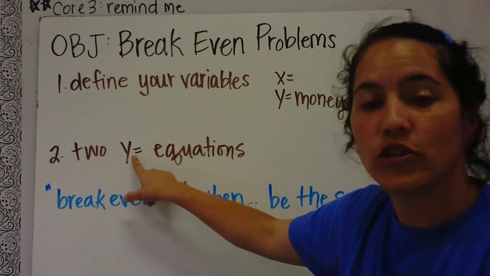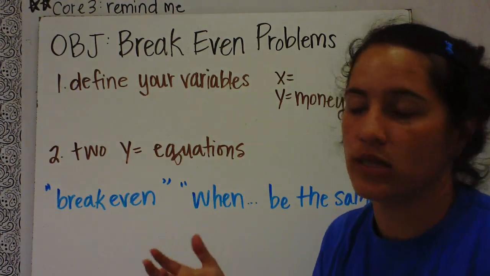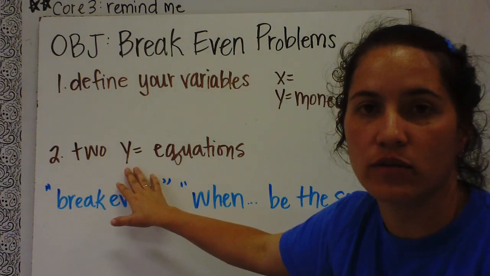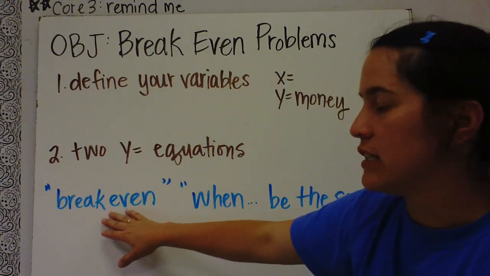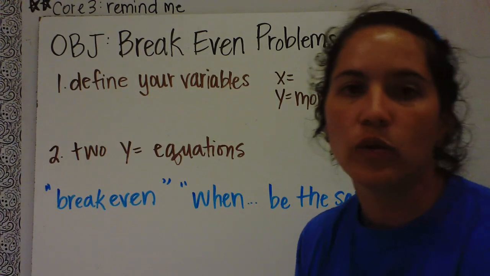Step 2, you're going to write two y equals equations. Before we were writing equations, x plus y equals something. These equations are going to be y equals. And then break even is when will they be the same, and when will what be the same.